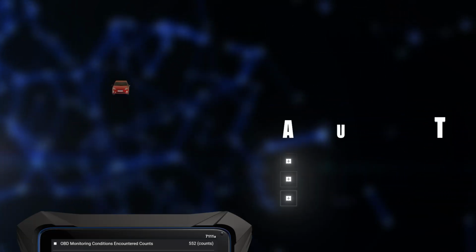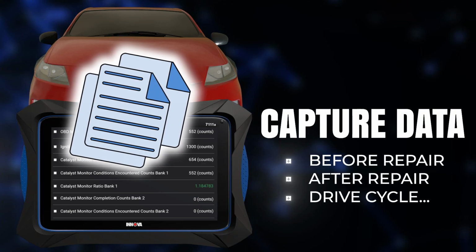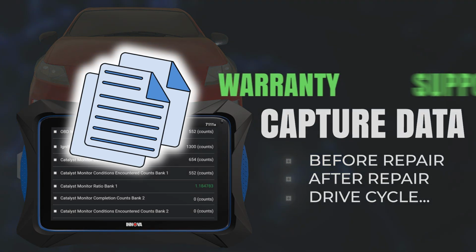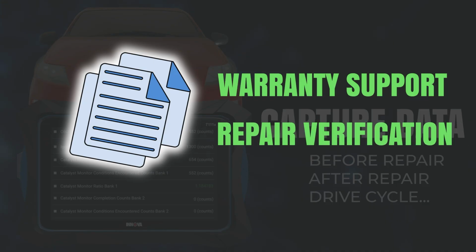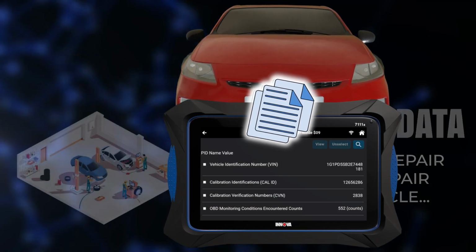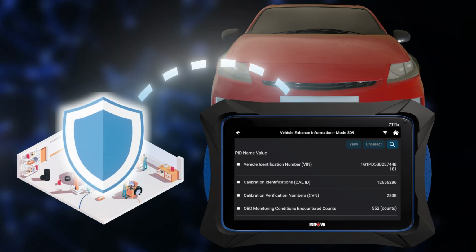Finally, data captured before and after a repair or drive cycle creates a documented record of the vehicle's monitoring history. This documentation supports the warranty claim, satisfies any state inspection requirement for verification of repair, and protects the shop if the vehicle returns with a related complaint.